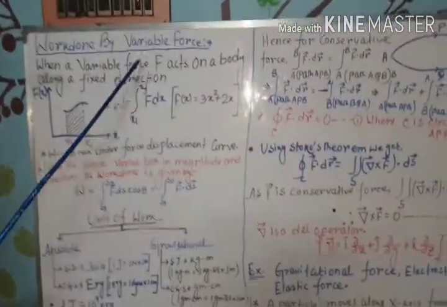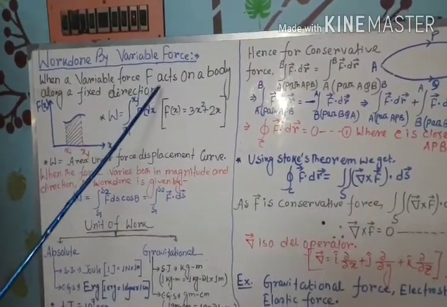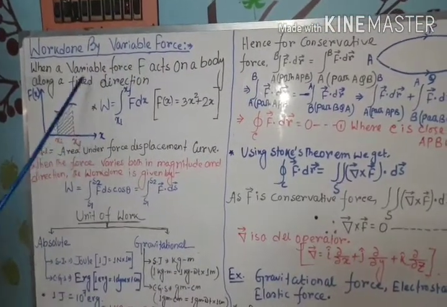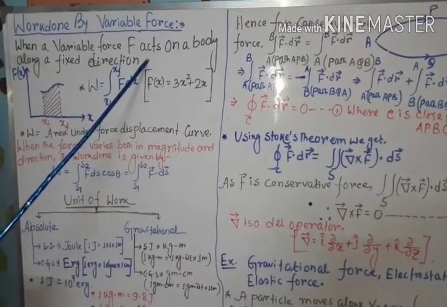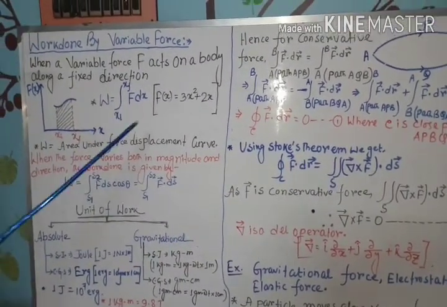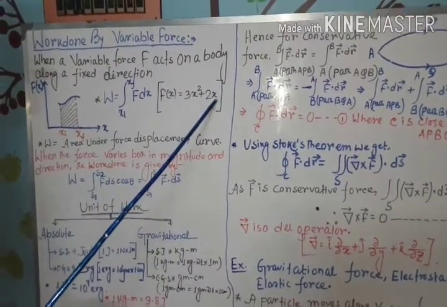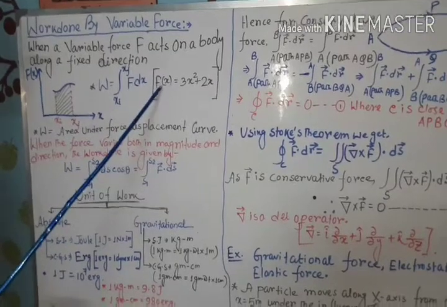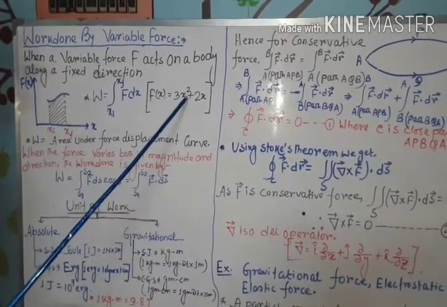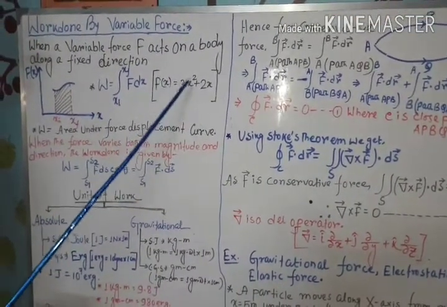When a variable force F acts on a body along a fixed direction, this kind of variable force, a variable force along a fixed direction, is represented in two ways. Number one, by an equation. See the equation: F(x) = 3x² + 2x. Here F(x) is a variable force because its magnitude changes with respect to the magnitude of x. This means it is a variable force along the x direction.